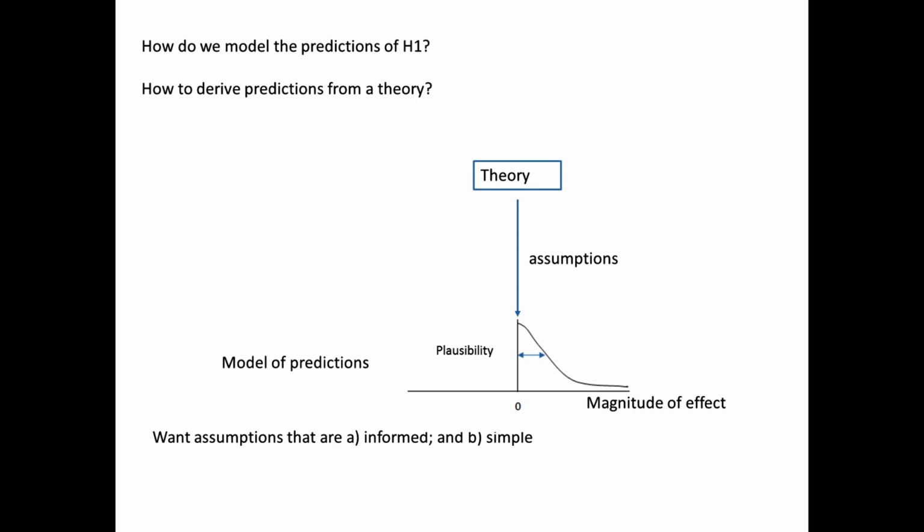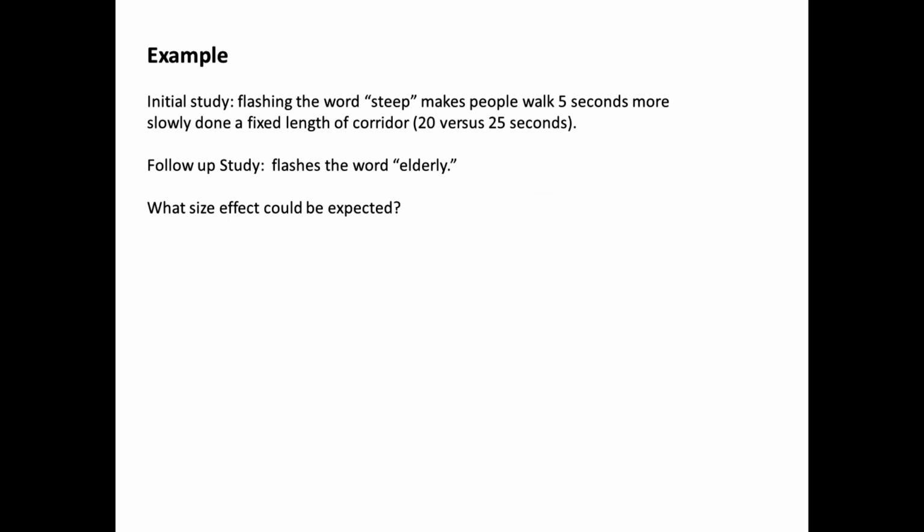So what I said was, in modelling the predictions of H1, we wanted to use assumptions that are informed and simple. And if you remember this example, we have some study that's relevantly similar to a further study, might be the best example you can find. So you use that to specify a scale of effect, without being committed at all that this is exactly the right amount. You're just saying this is the right sort of scale of effect. It's 5 seconds, it's not 50 seconds or something else.